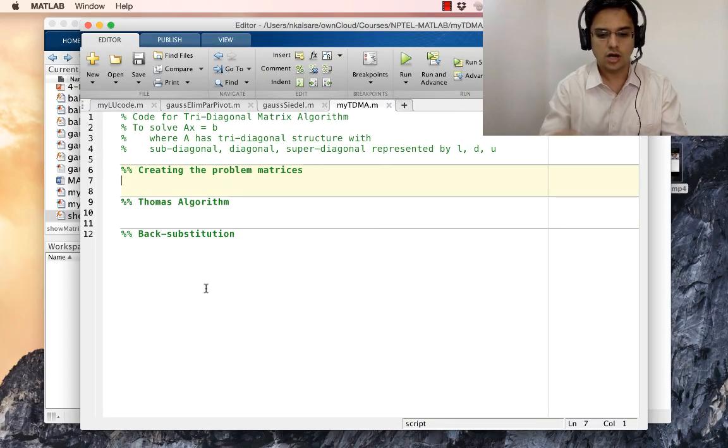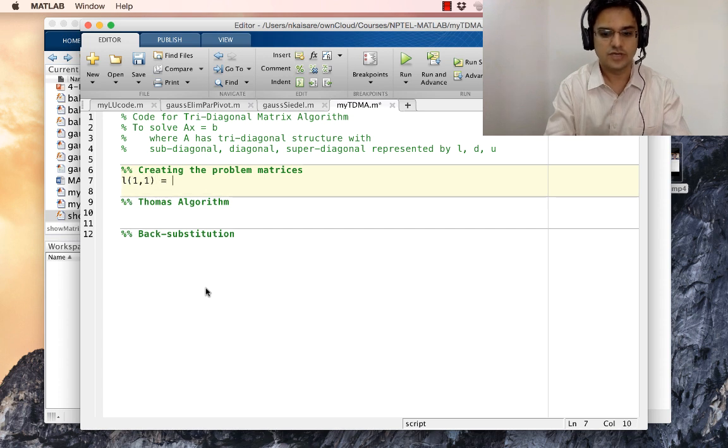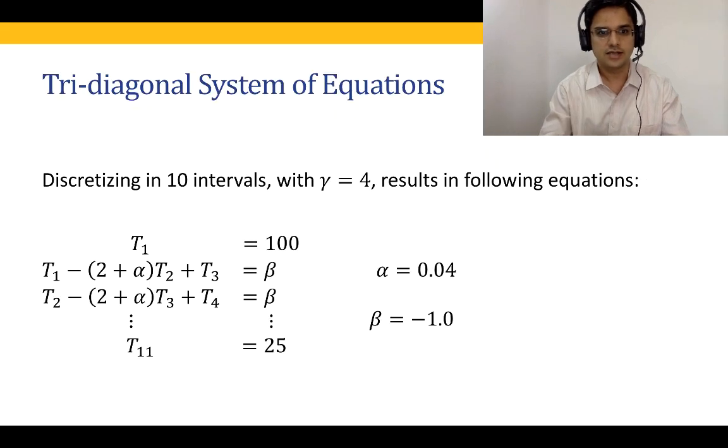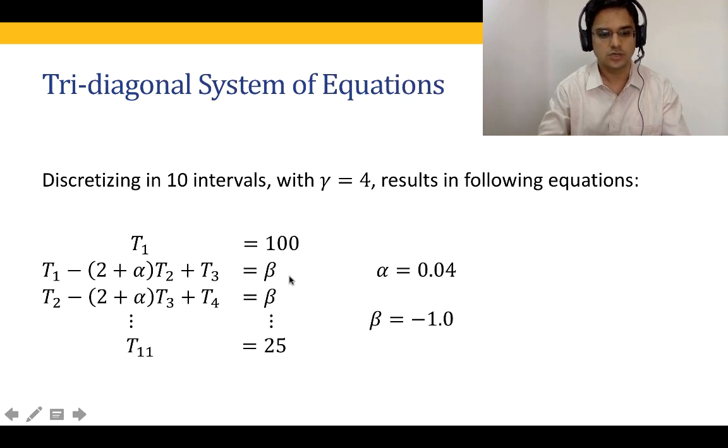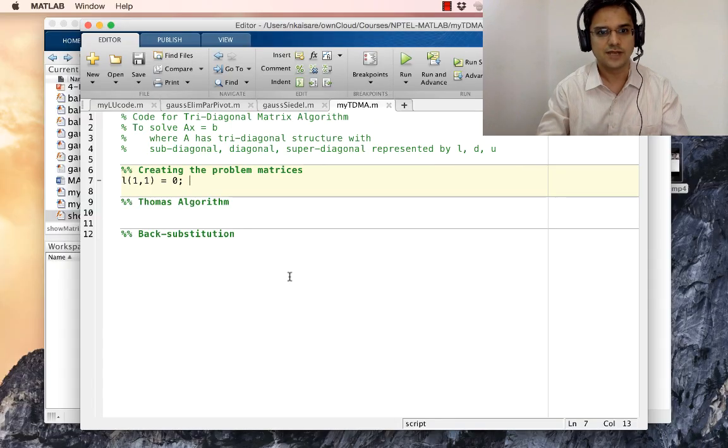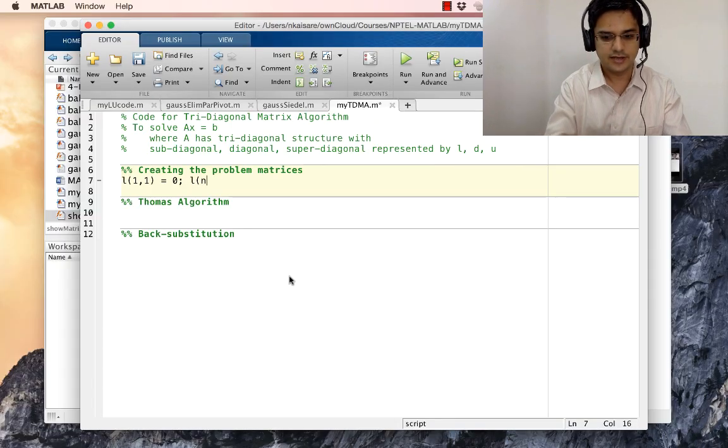So our vector L, L11 is going to be equal to 0. Let's look at this again. L11 equal to 0 because there's no element in the first row for L, and in the last row Ln is also equal to 0, so we will do that as well. Let's just put this as Ln plus 1, n equal to 10 because 10 intervals, and therefore we have 11 nodes. So this is also equal to 0.